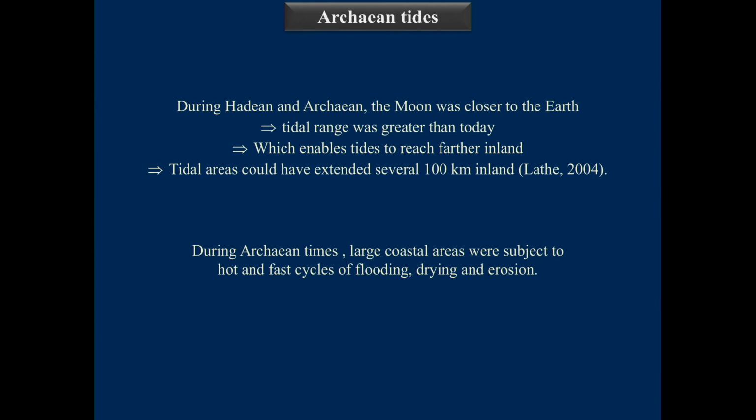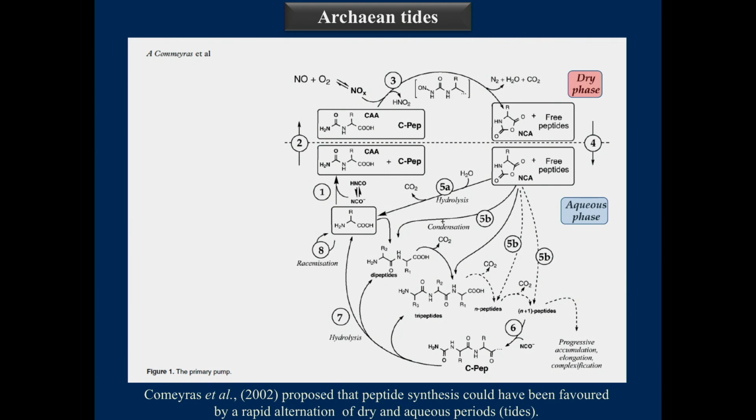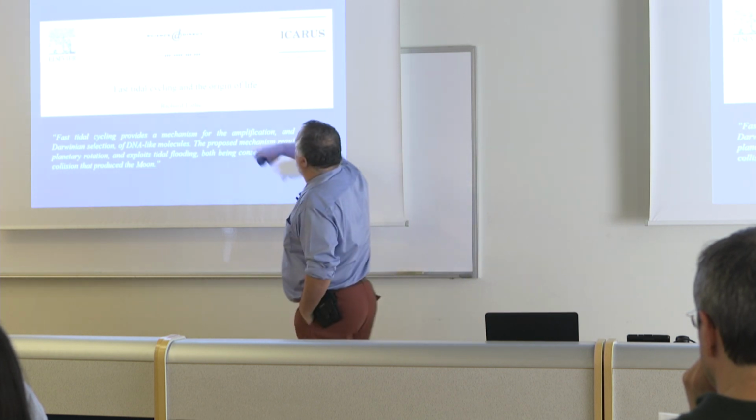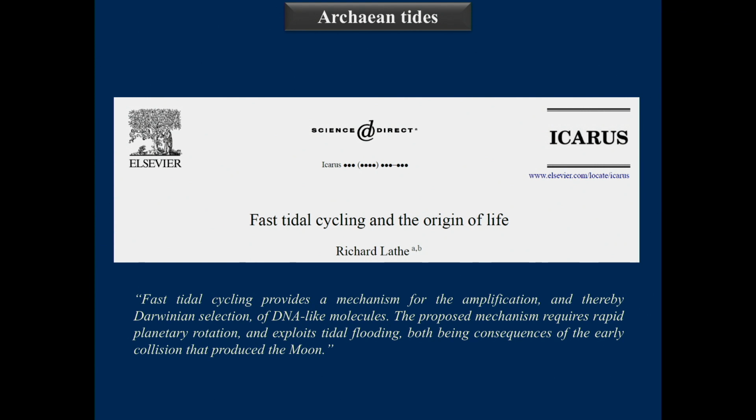And some people, for instance, this is a model by Comeras et al., say that in order to realize peptide synthesis, one possibility is alternation of dry periods and aqueous periods. So this kind of important tides can provide dry periods and aqueous periods. So this could have influence on life. Also, other people propose fast tidal cycling and the origin of life. So they say that the origin of life can be related to these important tides during the Archaean.